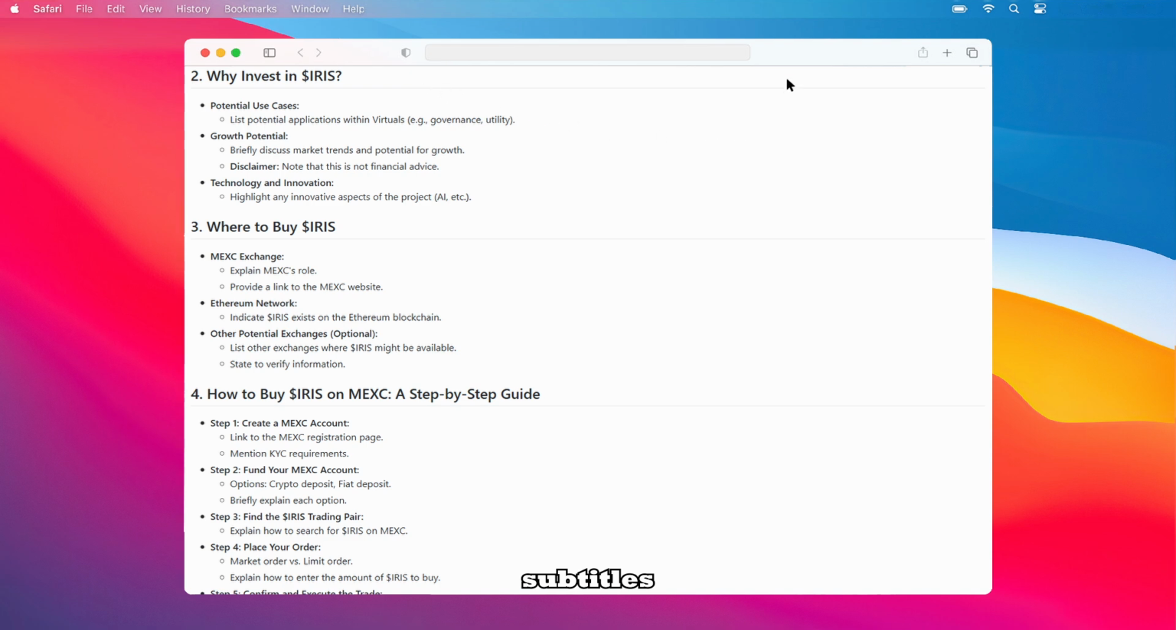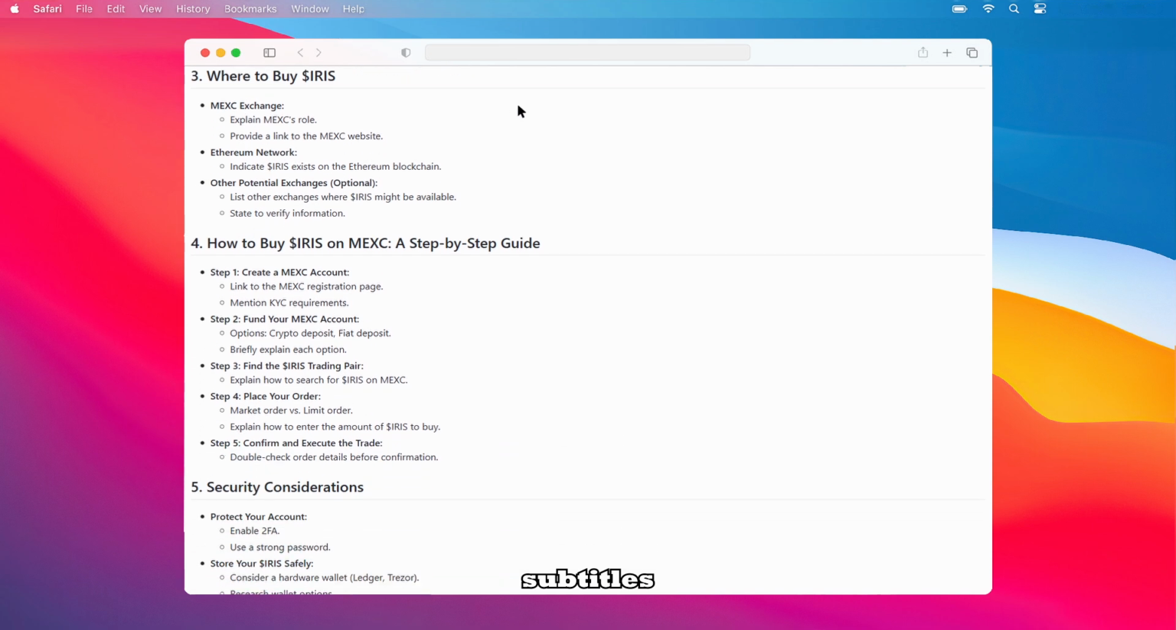Where can you buy $IRS? Currently, MEXC Exchange is a primary platform, so we'll look at that option, and you can find a link to their website in the description. $IRS operates on the ETHEREUM network. There may be other exchanges where $IRS is available, so do your research to verify those if necessary.